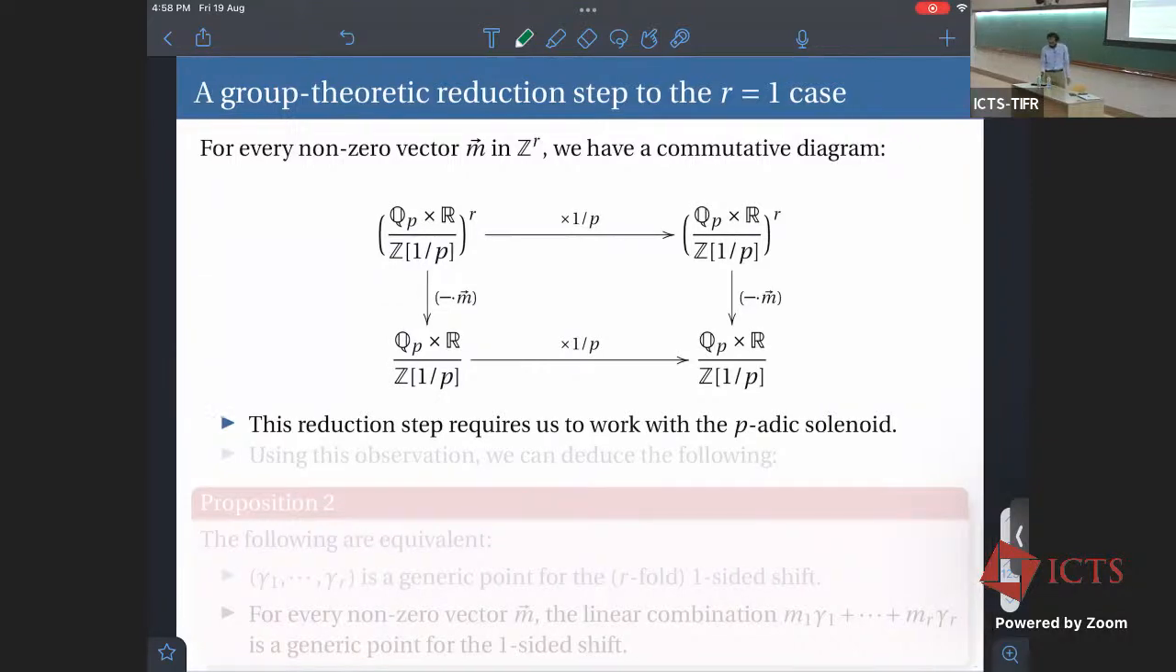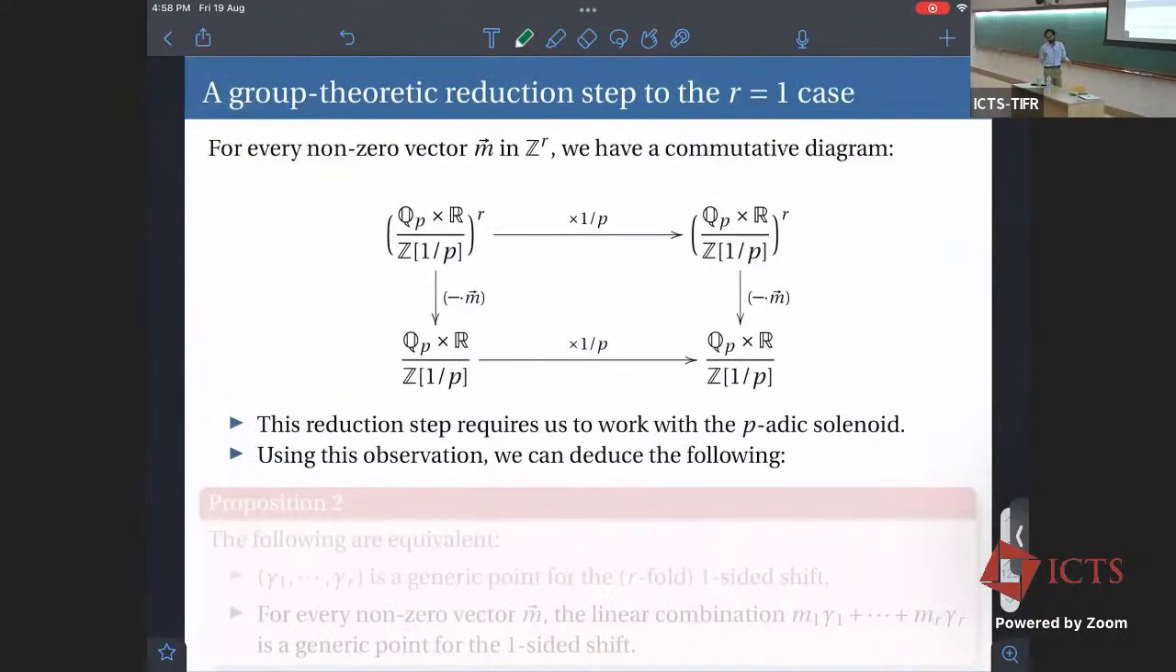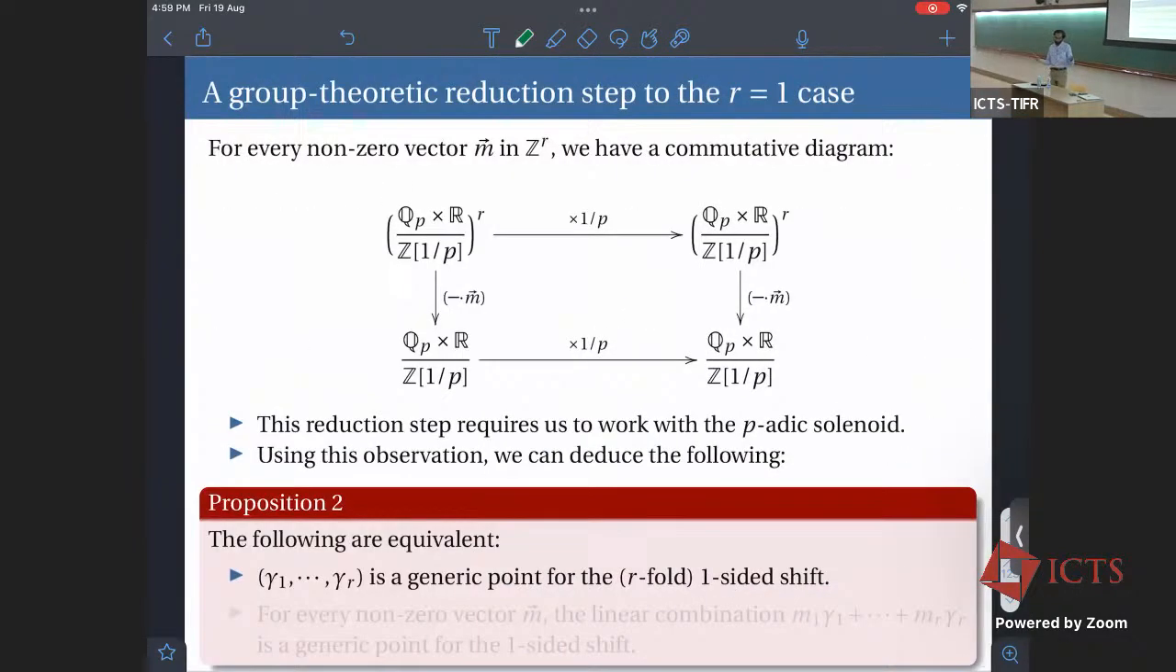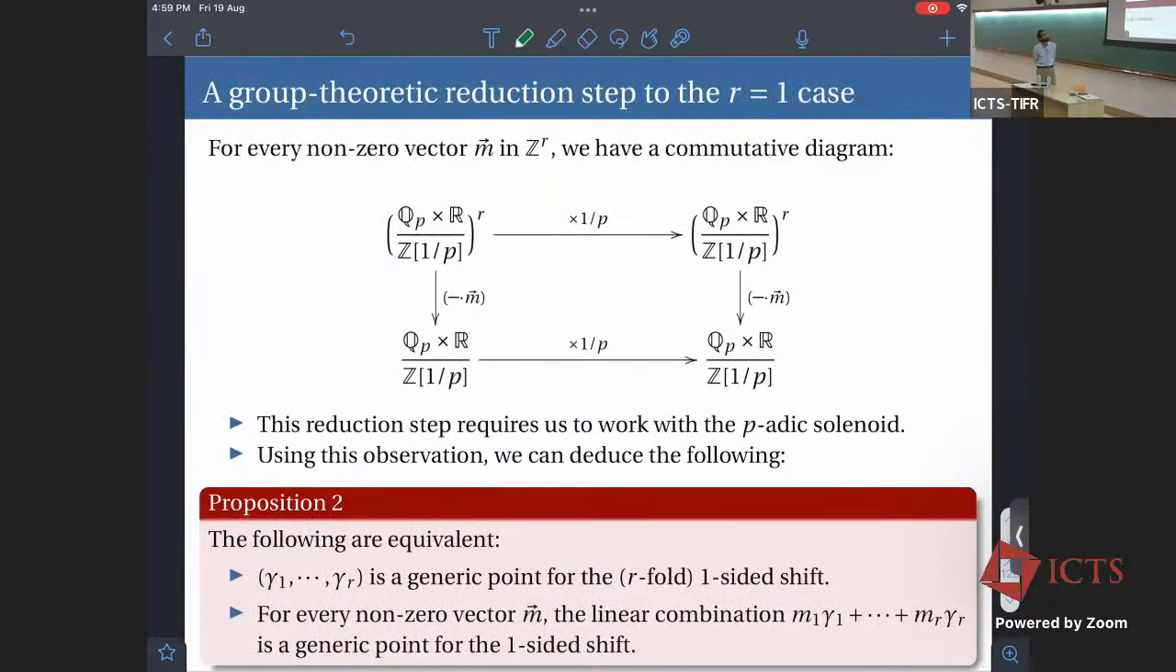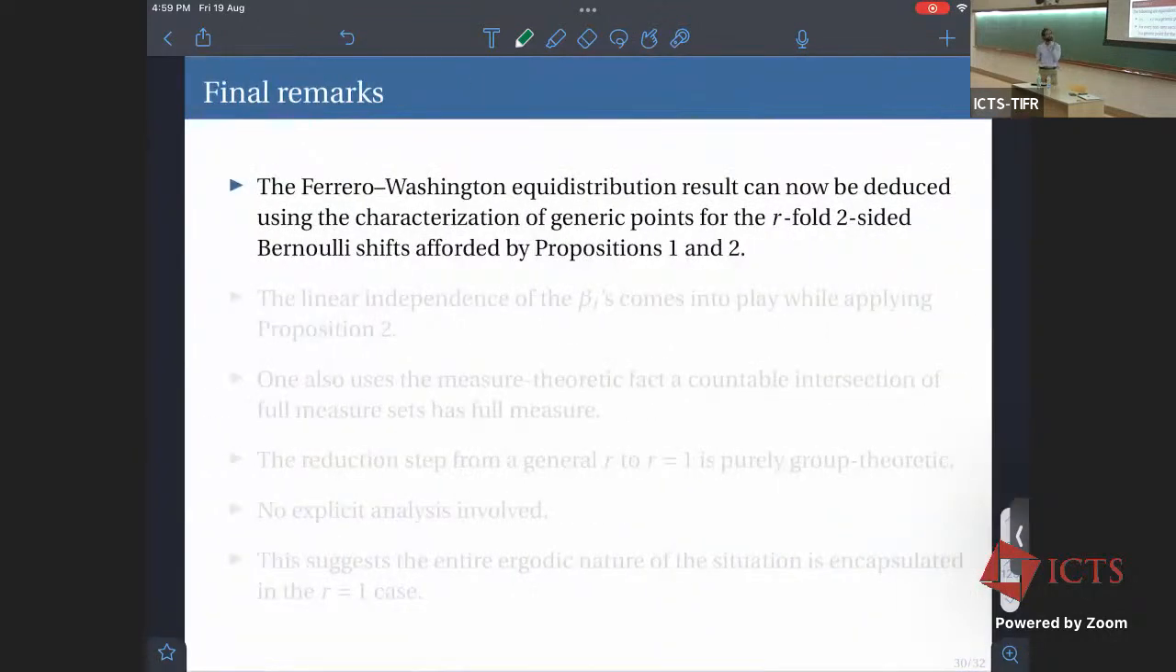Okay, so essentially using this diagram, what we can conclude is that if you have gamma 1 up to gamma r, that's a generic point for the one-sided shift if and only if for every non-zero vector, the linear combination m1 gamma 1, m2 gamma 2, up to mr gamma r is a generic point for the one-sided shift. So somehow this allows us to go from the general R case to the one-dimensional case. Okay, and so these were the two propositions that we had to prove, and the Ferrero-Washington equidistribution result can be deduced from those two propositions.